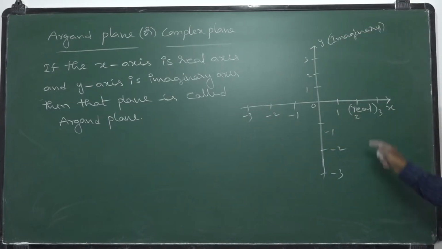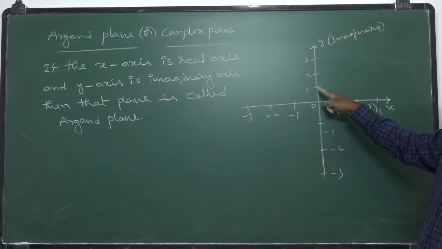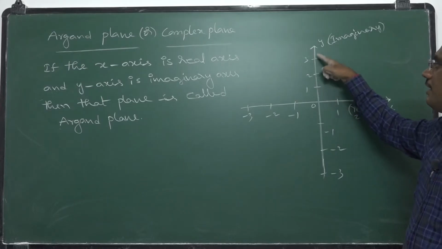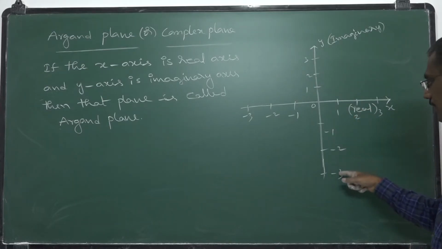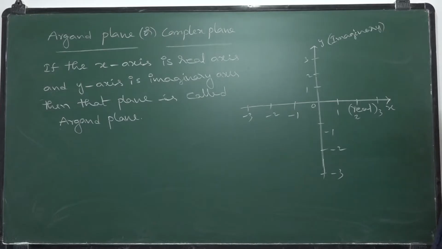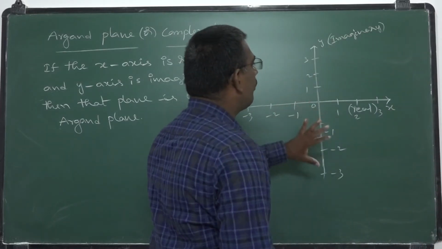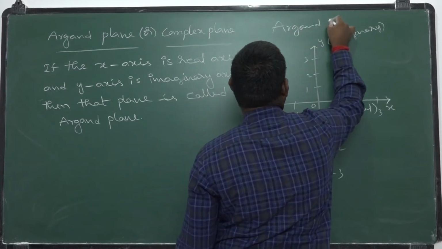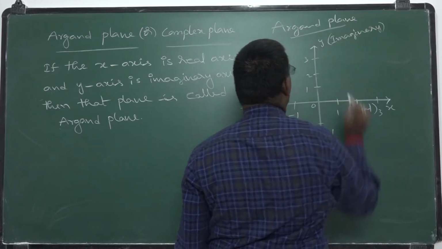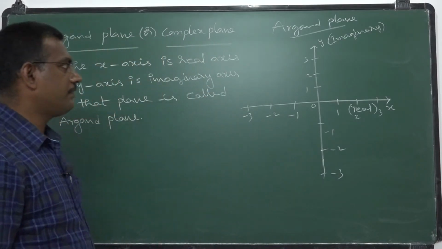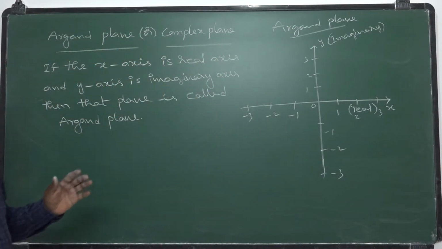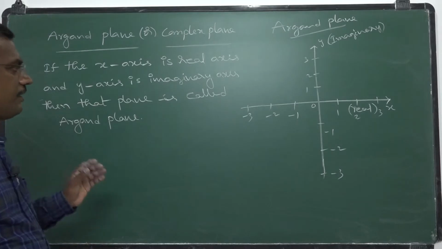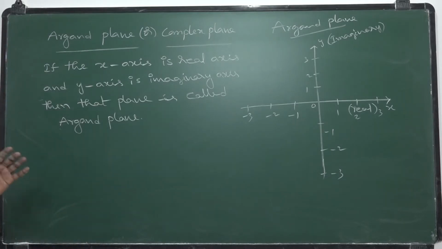So we take real numbers on the x-axis and imaginary numbers on the y-axis. 1 means 1 into i, 2i, 3i, 4i. So minus i, minus 2i, minus 3i and so on. This plane is called the Argand plane or complex plane. So any complex number is written as an ordered pair.